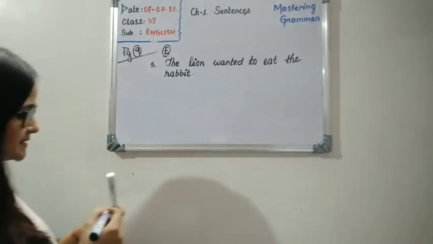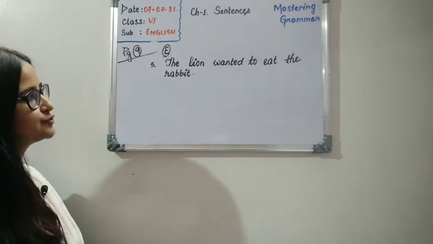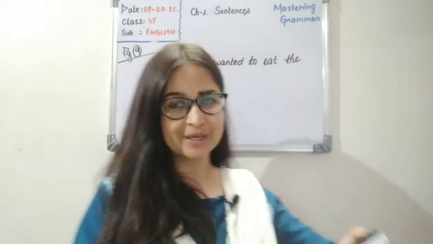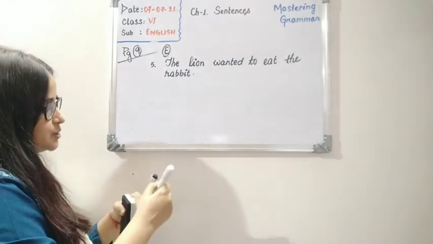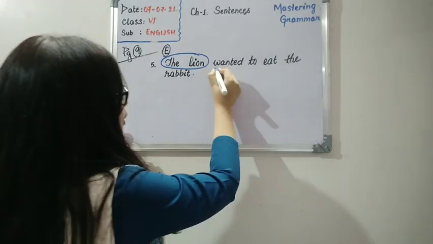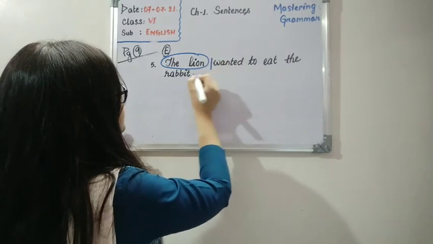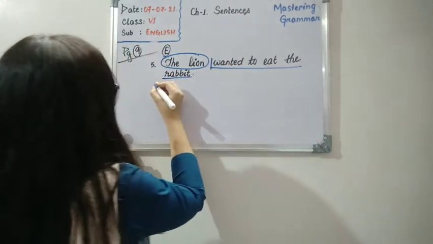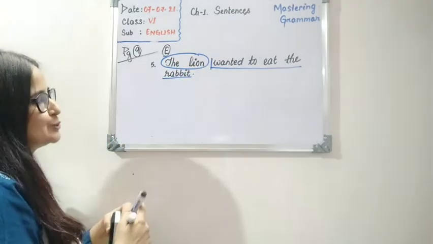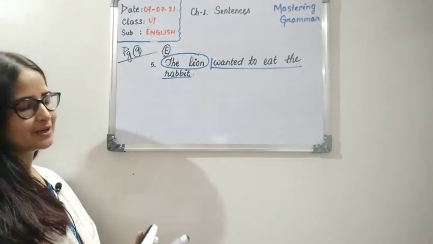Okay, so we can see we are talking about the lion, who wanted. Whenever we have to find the subject, we are going to ask the question who or which. So who did this thing? Who wanted? The lion. So the lion is going to be our subject. And wanted is a verb, and to is an infinitive verb. So from wanted, we are going to underline this, and we are going to write that the lion is the subject, because we have circled it. It's understood. We have been told to circle the subject and underline the predicate. So wanted to eat the rabbit is the predicate.